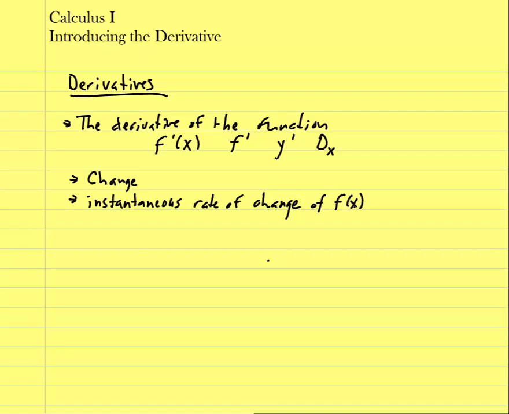So f of x is your function with respect to the independent variable x. The dependent part of this is f of x, and the independent variable is x. So if I randomly selected a value for x, I would plug it in, and f of x would be dependent upon that value.